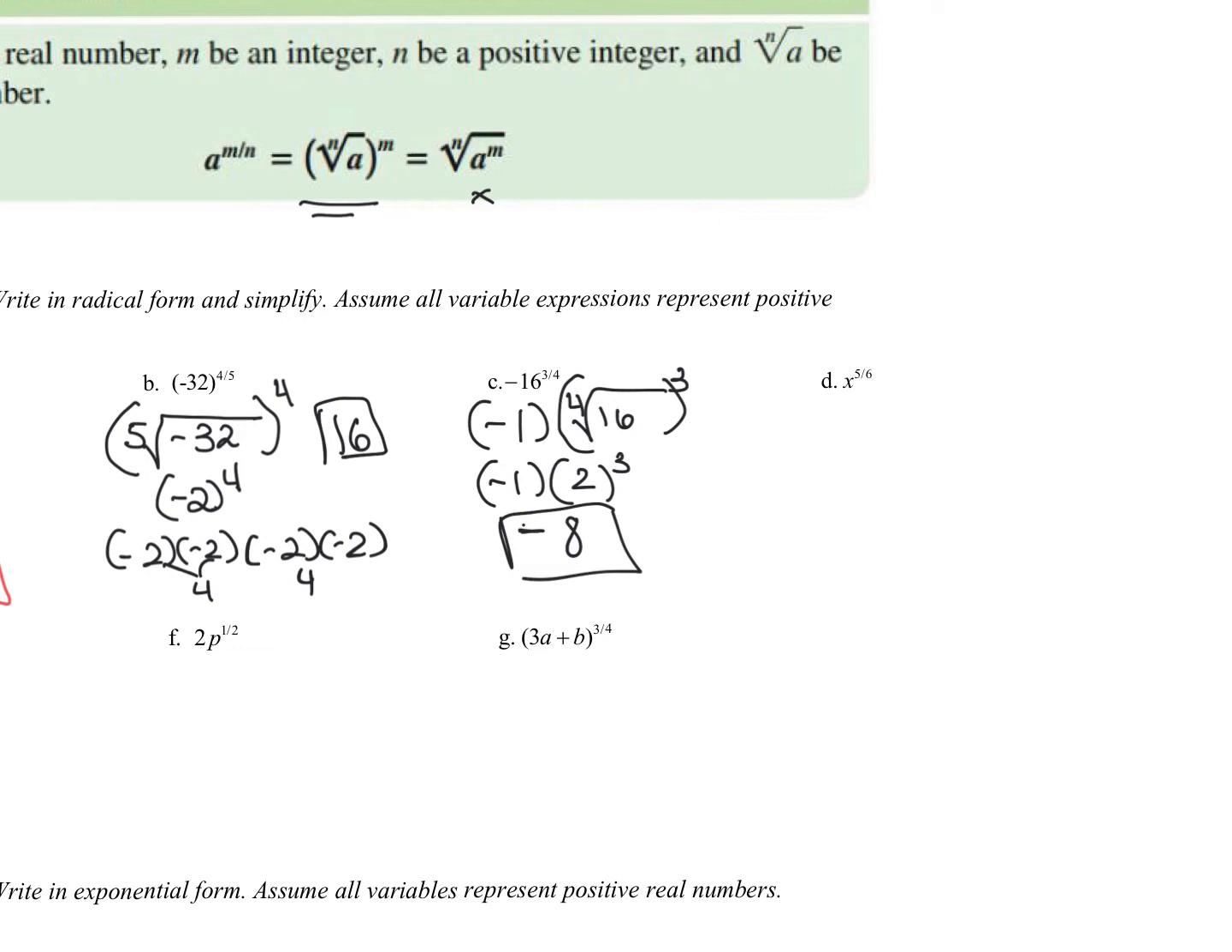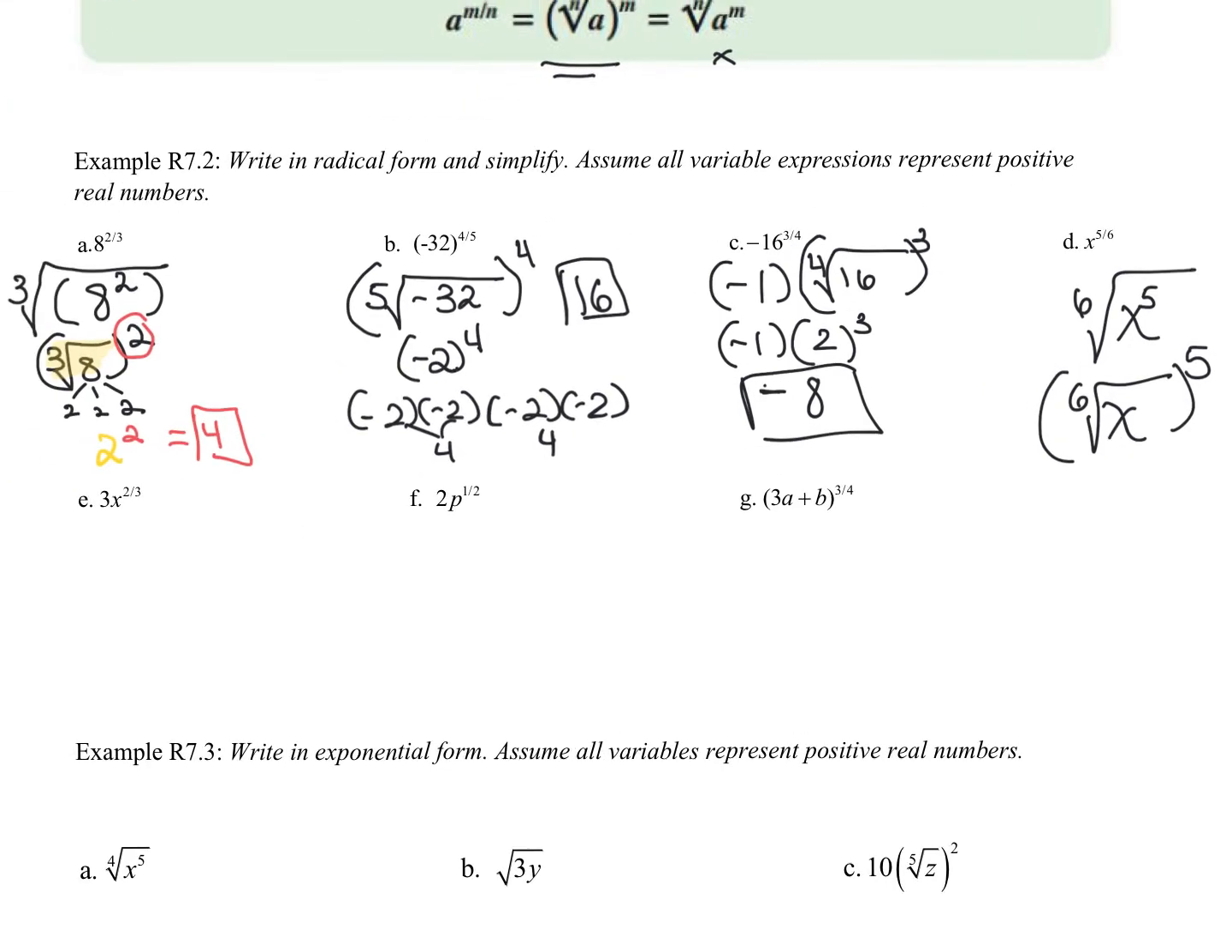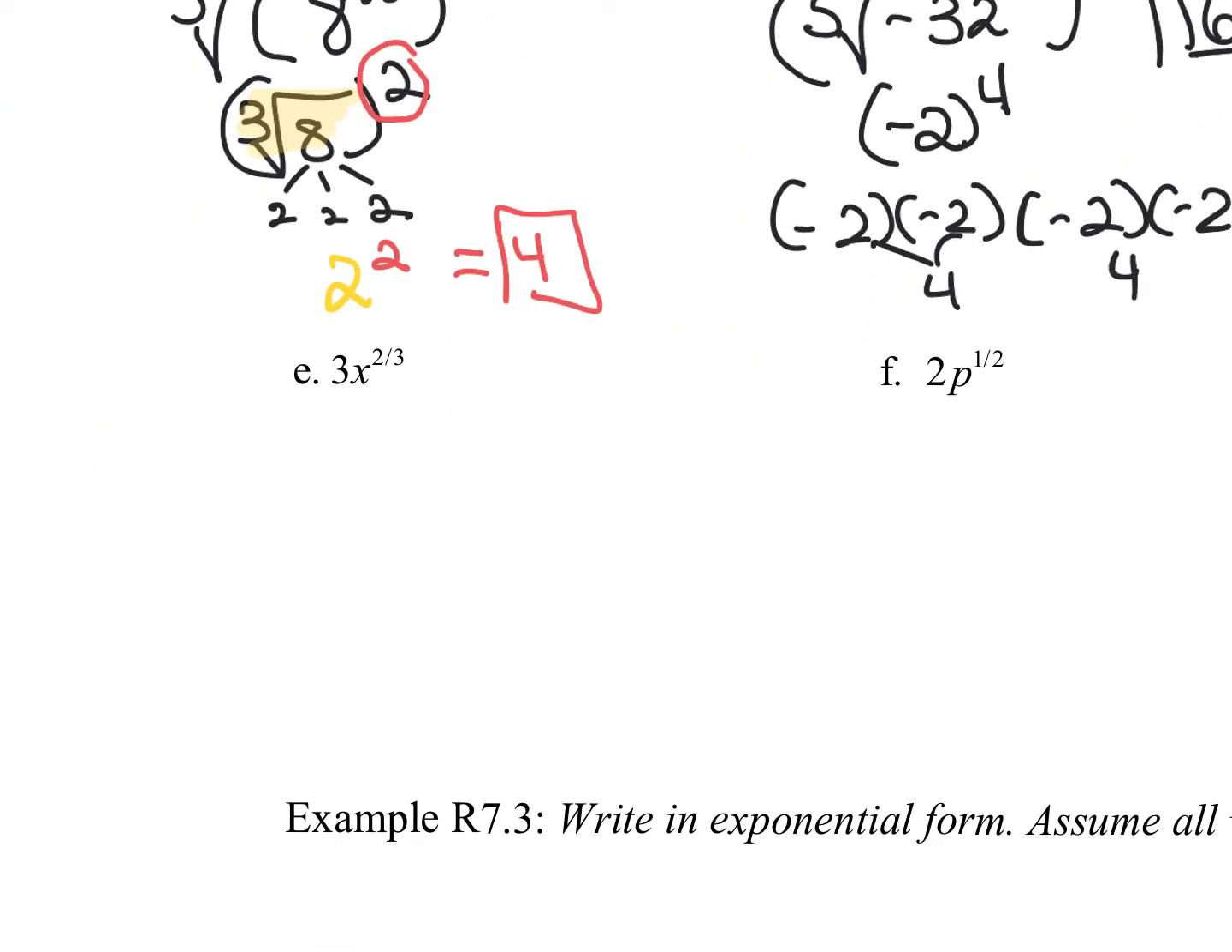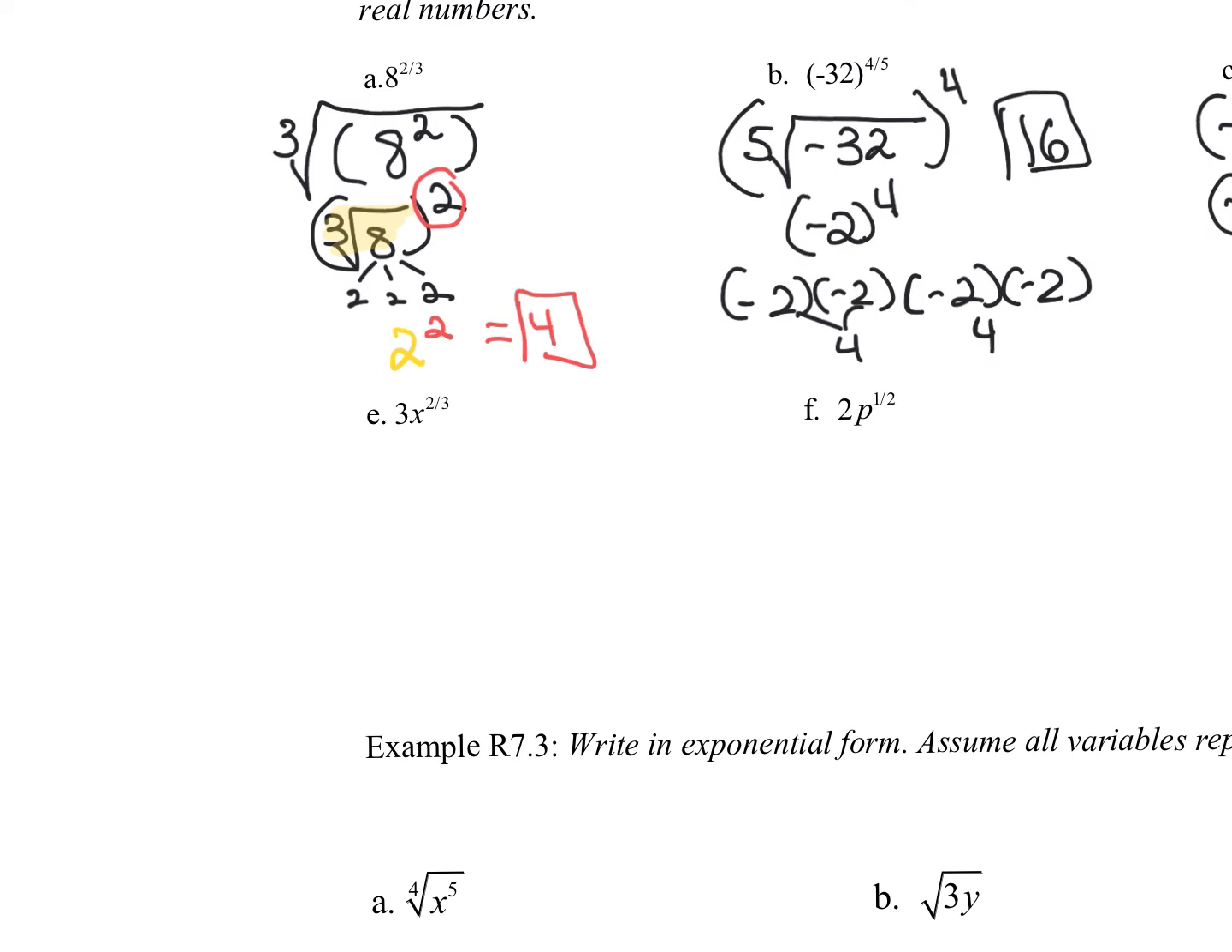Letter D, I'm just rewriting it. There's no numbers here to simplify, so I'm going to write x to the 5th power, the 6th root, or you could have written the same exact thing. Neither one is more right than the other. I could have written the 6th root of x to the 5th. Similar for the next one, I have the 3 out front, and then the x is to the 2nd power and cubed rooted. So 3 cubed root of x and then squared.